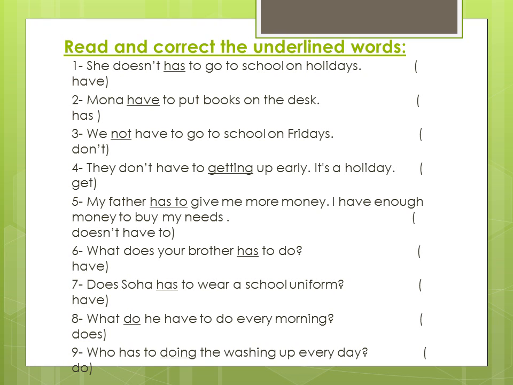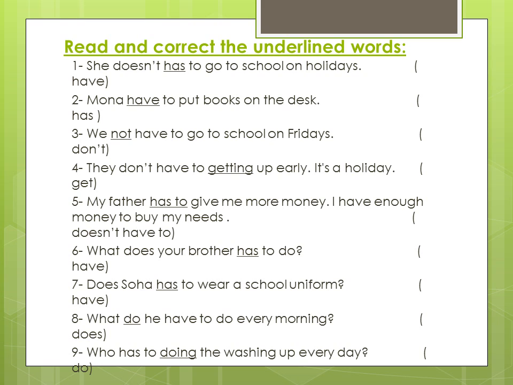And here we have the answers. Number 1. She doesn't has to go to school. It's wrong. After doesn't we need the infinitive. So we have to say she doesn't have to go. 2. Mona have to put books on the desk. Mona equals she, singular. So we have to say Mona has to put books on the desk.